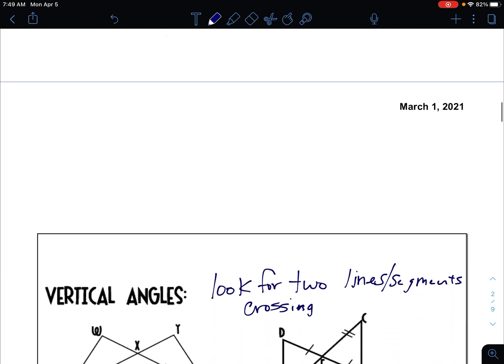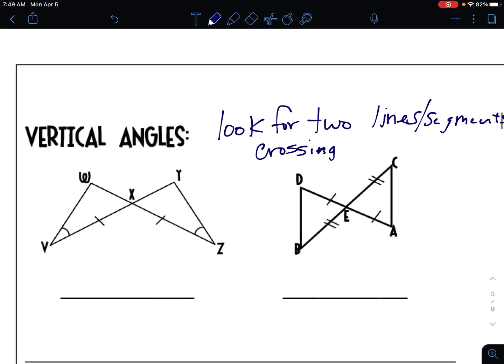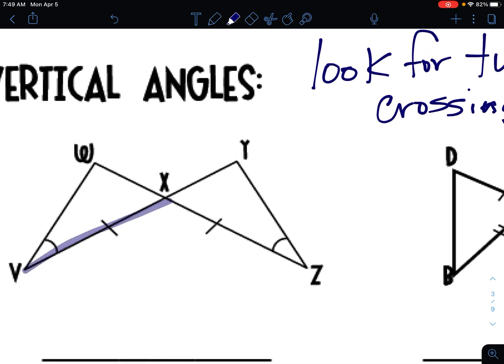All right, next one we got vertical angles. Look for the two crossing lines or segments, okay? So highlight the two segments that are crossing. Looks like this.